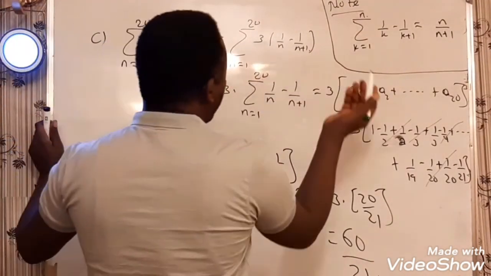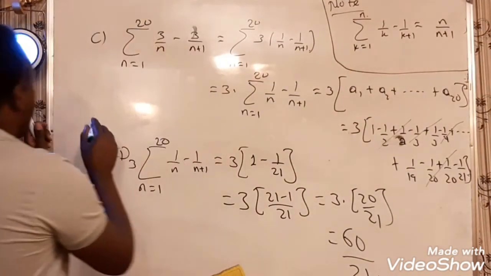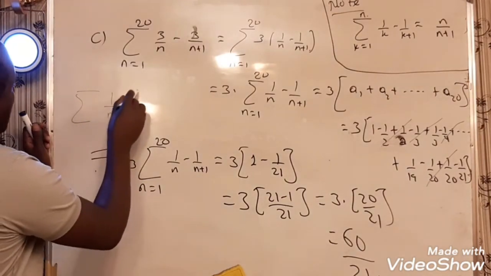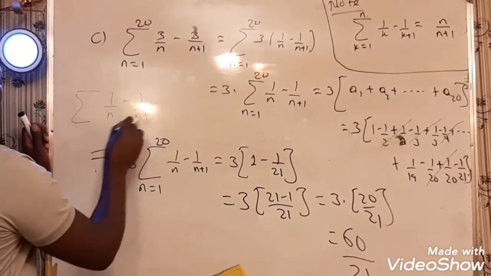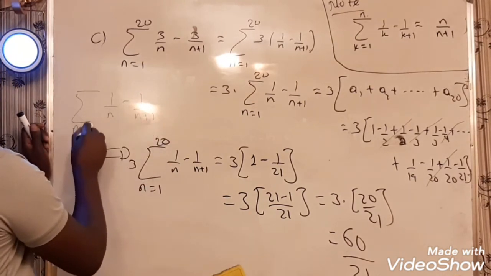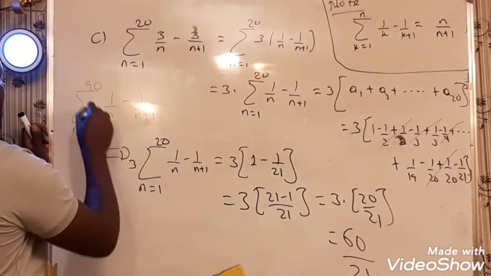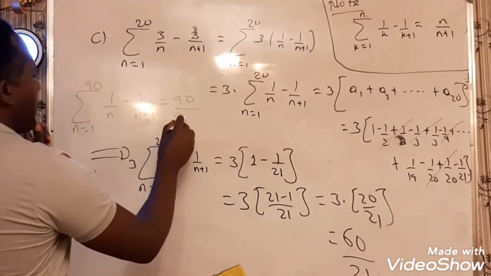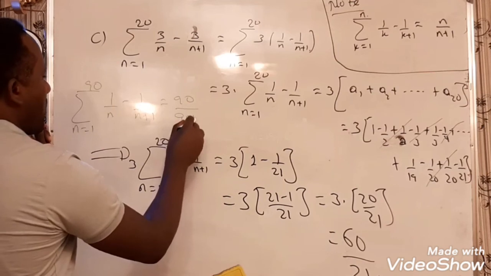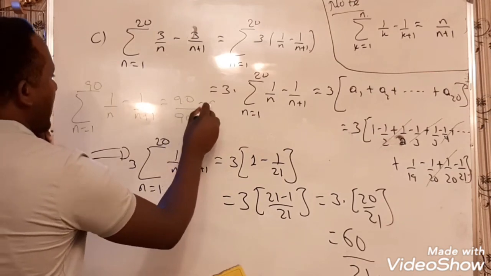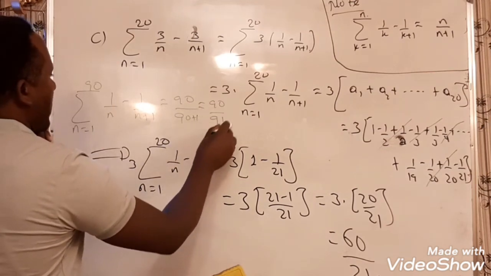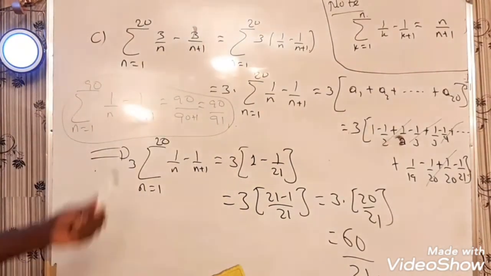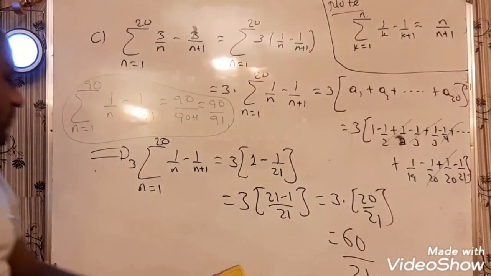In general, this is given by the summation of 1 over n minus 1 over n plus 1, with n running from 1 to 90. This is exactly 90 over 90 plus 1 is the solution. So this is exactly 90 over 91. This is how we determine the solution of this problem as simply as possible.